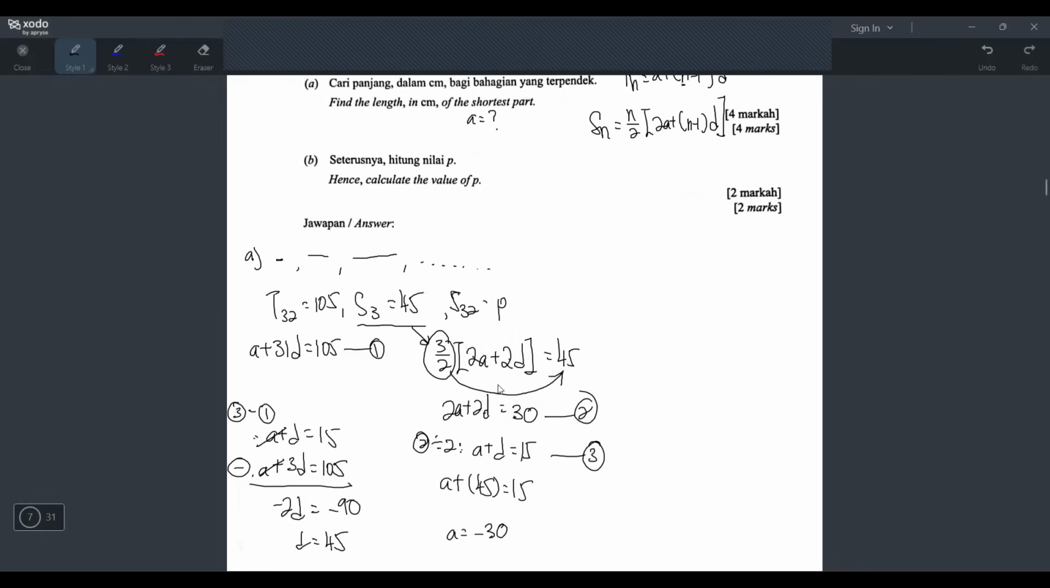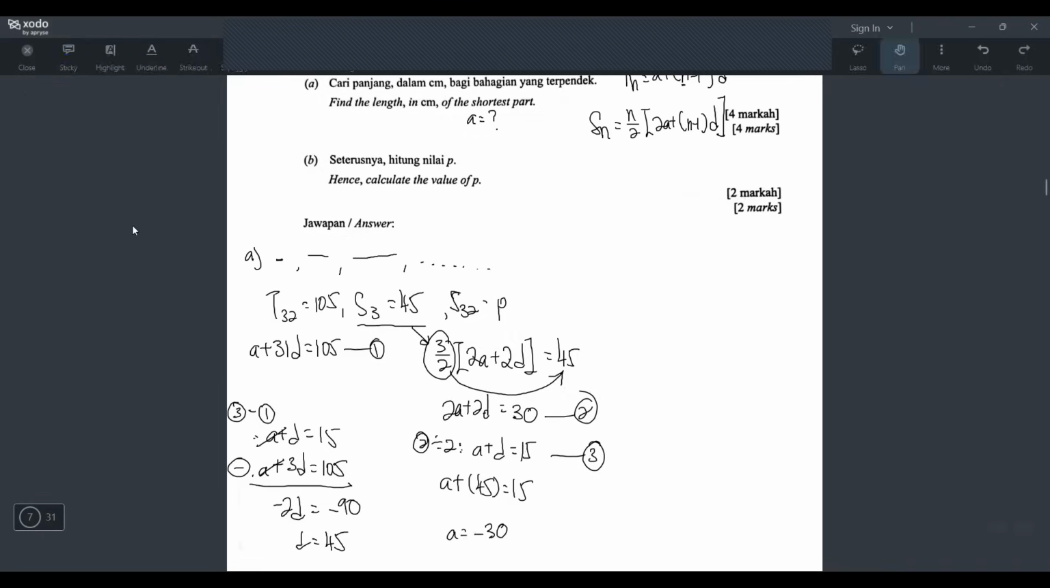2A plus... okay, ada tak saya buat salah? 2A plus 2D, 2A plus 2D equals to 45. Divide, 315 times 230, this one correct. And then divide 2, divide 2, divide 2, right? 30 divide 2 is 15.